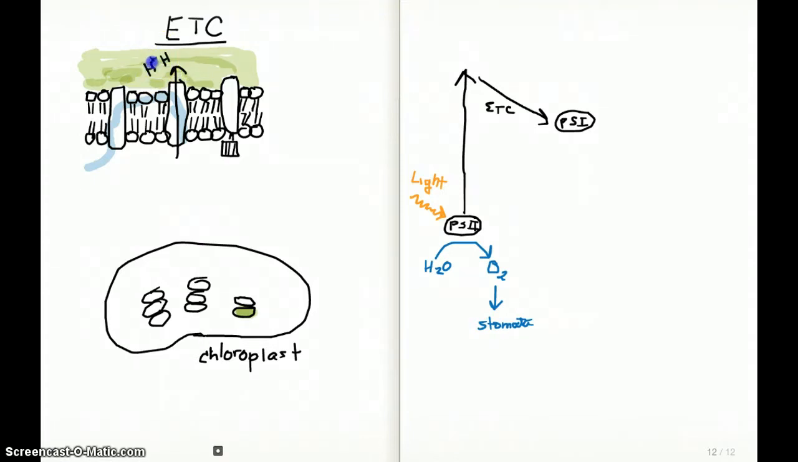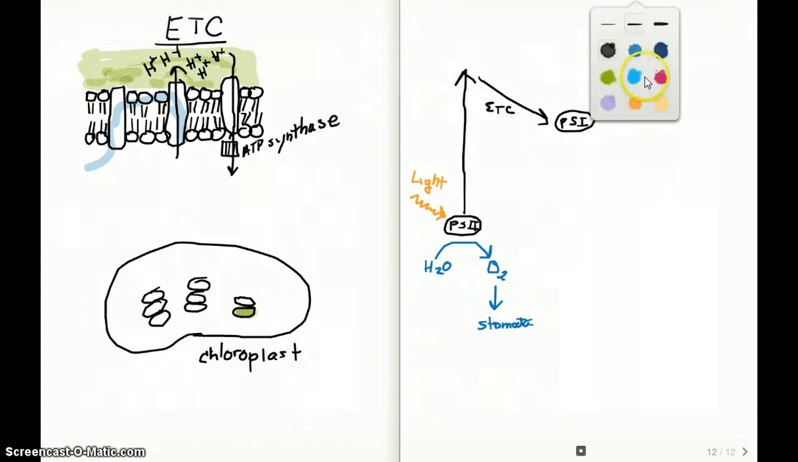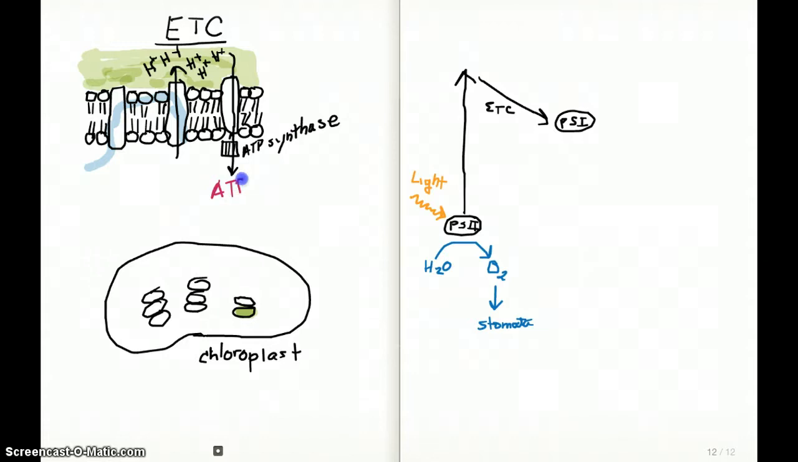So we have a whole bunch of hydrogen ions building up a hydrogen ion concentration inside the thylakoid. And the same thing that we saw happen with cellular respiration is going to happen here. These hydrogen ions are going to come through ATP synthase. We'll just write that on here for you. And once they come through ATP synthase, then we see ATP being made. And so we see ATP from ADP plus P.